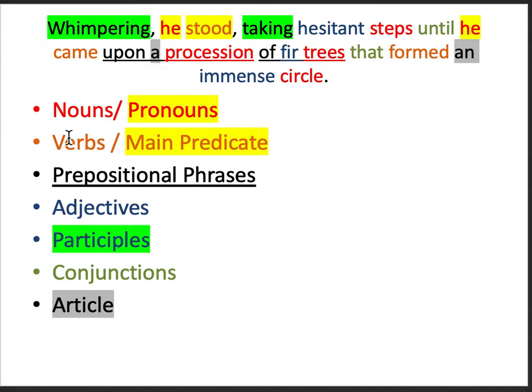Here I actually broke it down into the entirety of the sentence. So I found my nouns highlighted in red, my pronouns, my verbs in orange: came, formed. My main predicate is that he stood. I have my prepositional phrases underlined, which goes from my preposition, upon or of, all the way to my noun. And that includes sometimes adjectives like fir, sometimes articles like a. I did forget until. Oh no, that's just a conjunction. And that is also a conjunction. So here's where I actually broke down all of the words into their little parts of speech.